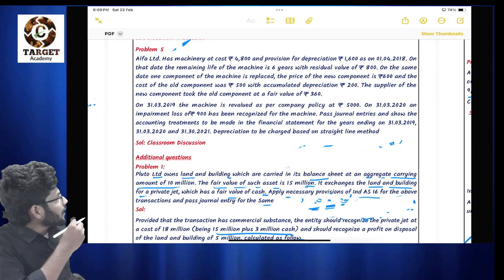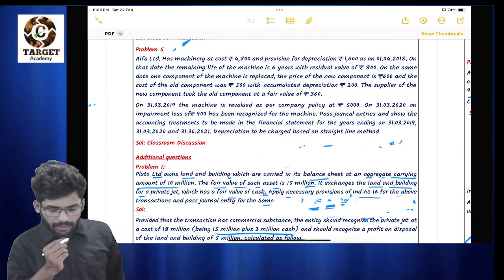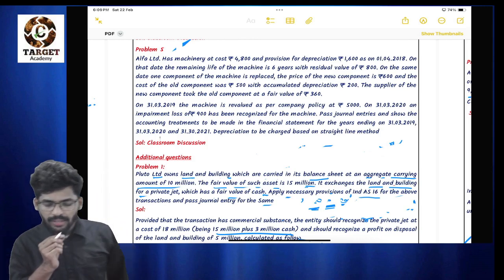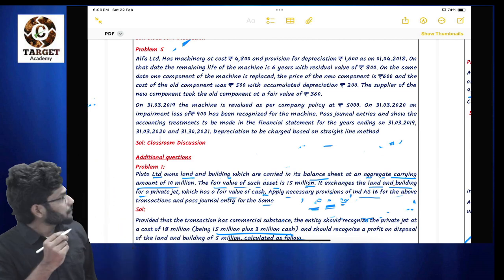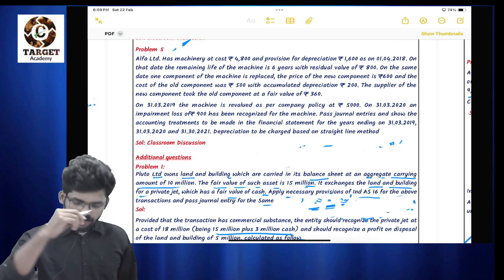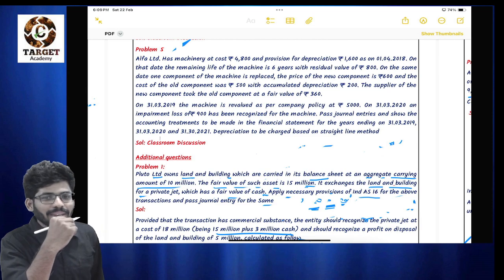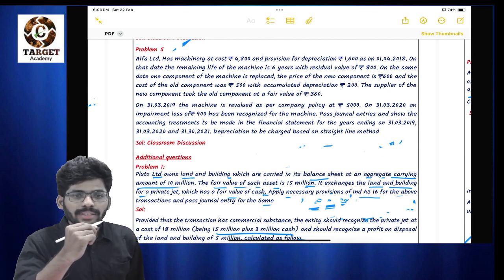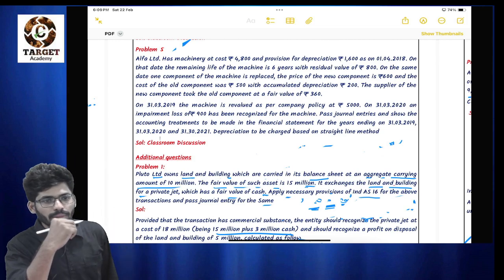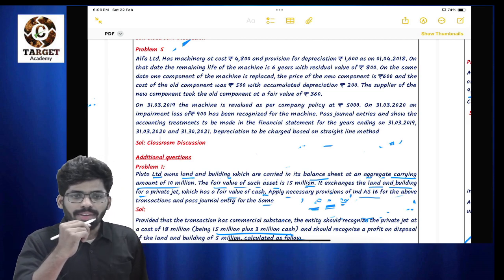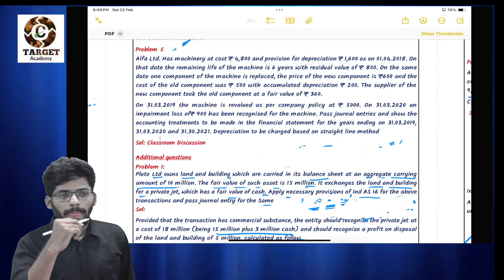Okay, so please start. Alpha Limited has machinery at a cost of rupees 4,800, provision for depreciation 1,600 on 1/4/2018. Generally, in case of depreciation, in our CMA Inter level, everyone knows about it. For accounting of depreciation, how many methods do we have? We have two methods. One is the asset method, the second one is the provision for depreciation method.